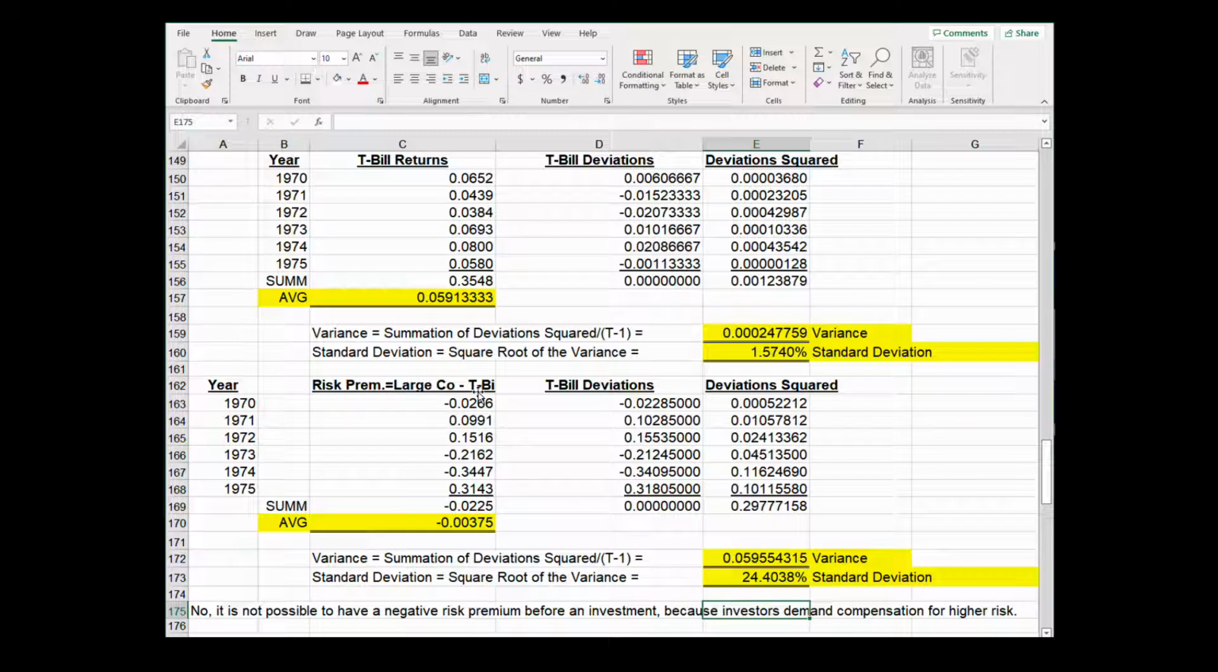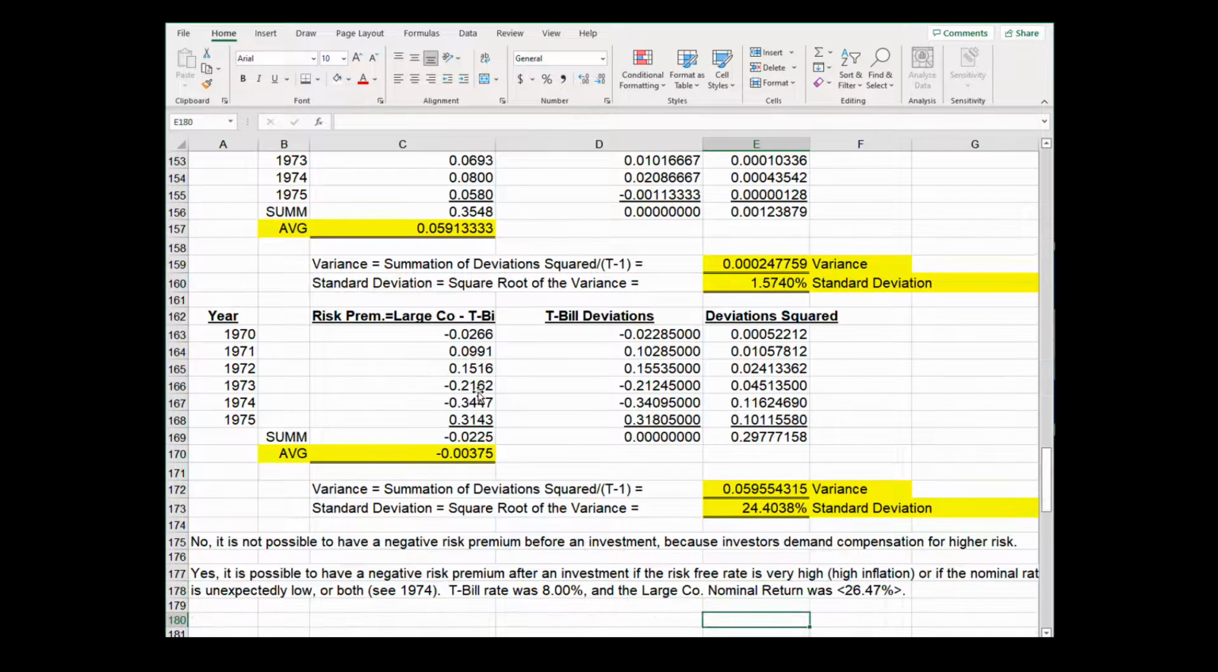Question, is it possible to have negative risk premium before an investment? No, it is not, because investors demand compensation for higher risk. Give me high risk, you better pay me high return, so there will be a risk premium after the fact. It is possible to have a negative risk premium after the fact if risk-free rate is very high in the case of high inflation, or if the nominal rate of return is very low, as was the case in 1974.